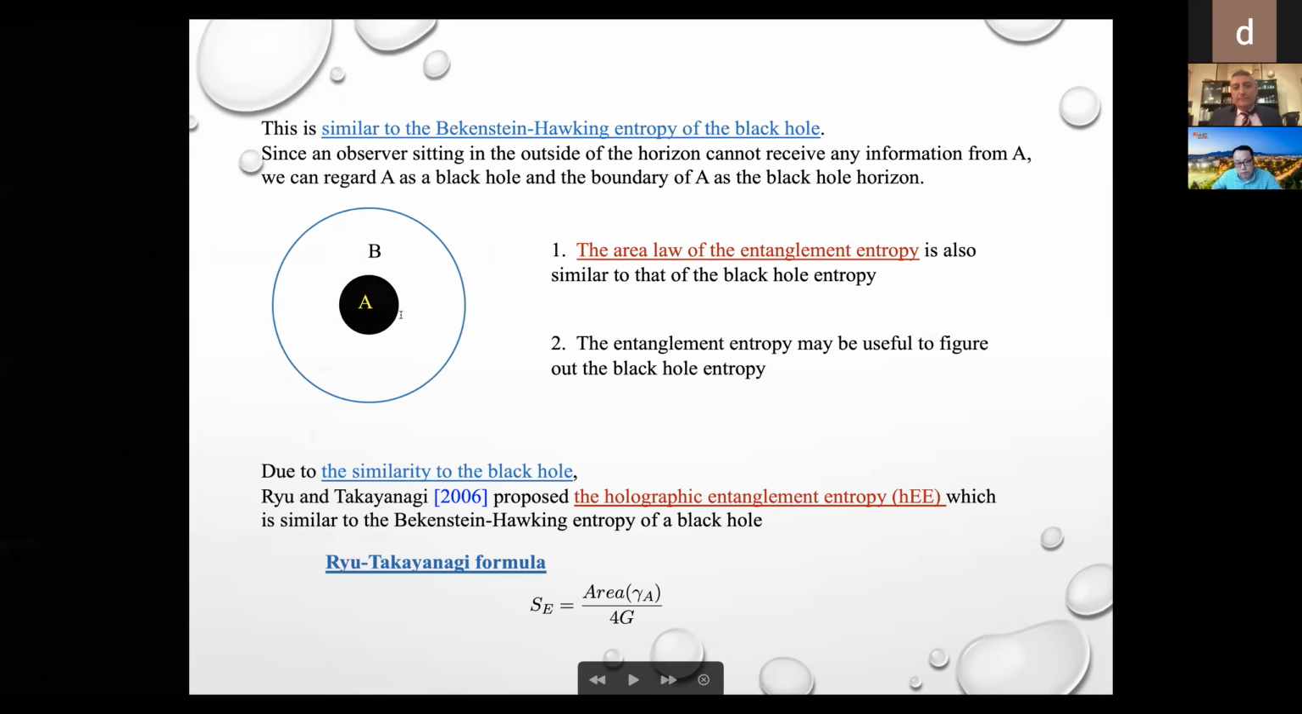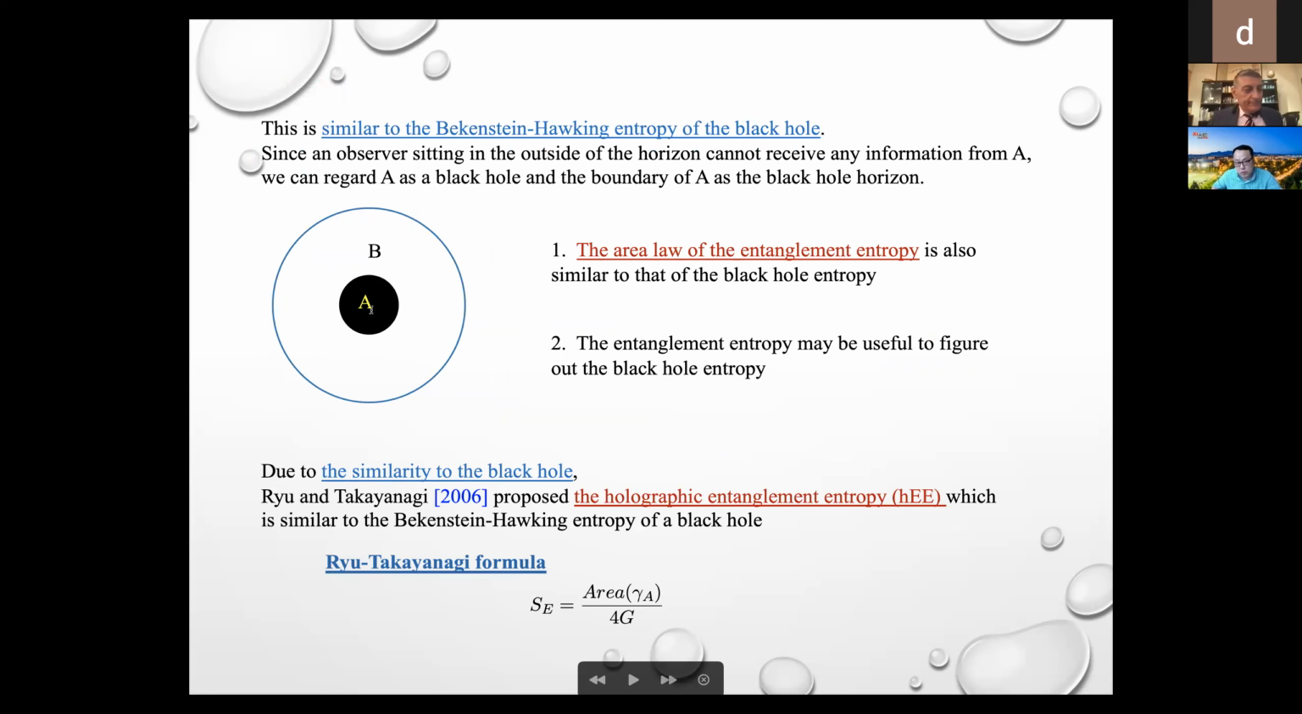If you consider a black hole, A is the inside of the black hole, and an observer living in region B cannot get any information from the inside of the black hole. This is similar to the entanglement entropy definition. In this case, the black hole horizon is identified with the entangling surface of the entanglement entropy.